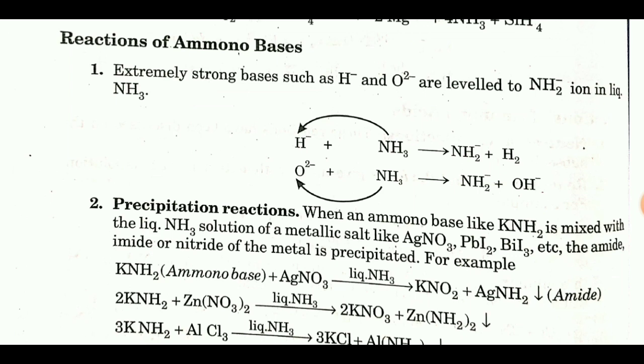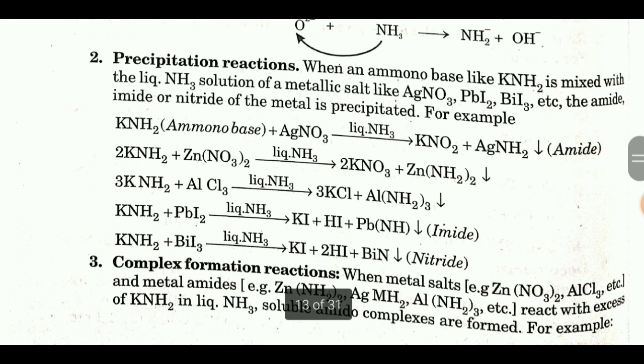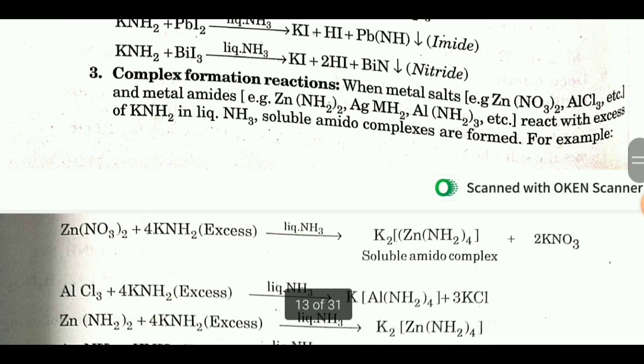ion in liquid ammonia. Second, precipitation reactions. When an amino base like KNH2 is mixed with the liquid NH3 solution of a metallic salt like AgNO3, PbI2, BiI3, etc., the amide, imide, or nitride of the metal is precipitated. Third, complex formation reactions. When metal salts and metal amides react with excess of KNH2 in liquid ammonia, soluble amido complexes are formed.